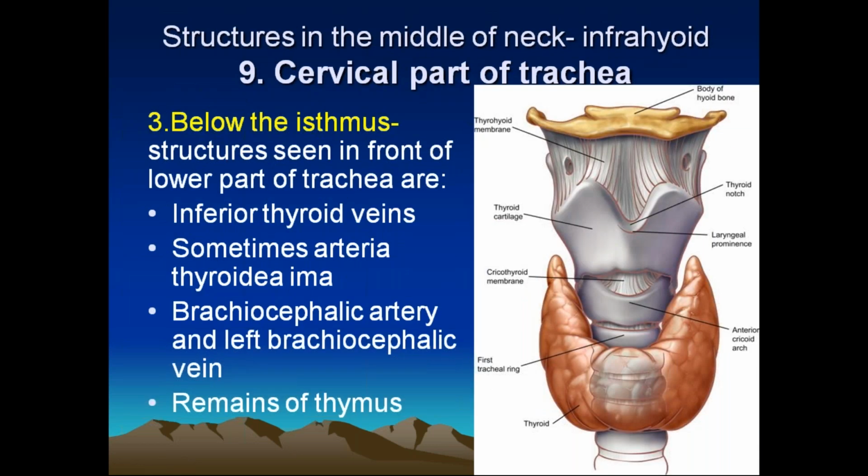Next we'll go on to the structures below the isthmus. Okay, so this is the isthmus part of the thyroid gland. What are the structures below the isthmus? The first one will be the inferior thyroid vein. Next one will be the arteria thyroidea ima. Then the third one will be the brachiocephalic artery and the left brachiocephalic vein, not the right brachiocephalic, the left brachiocephalic vein. And you can see some remains of thymus. I'll show that in the next slide.